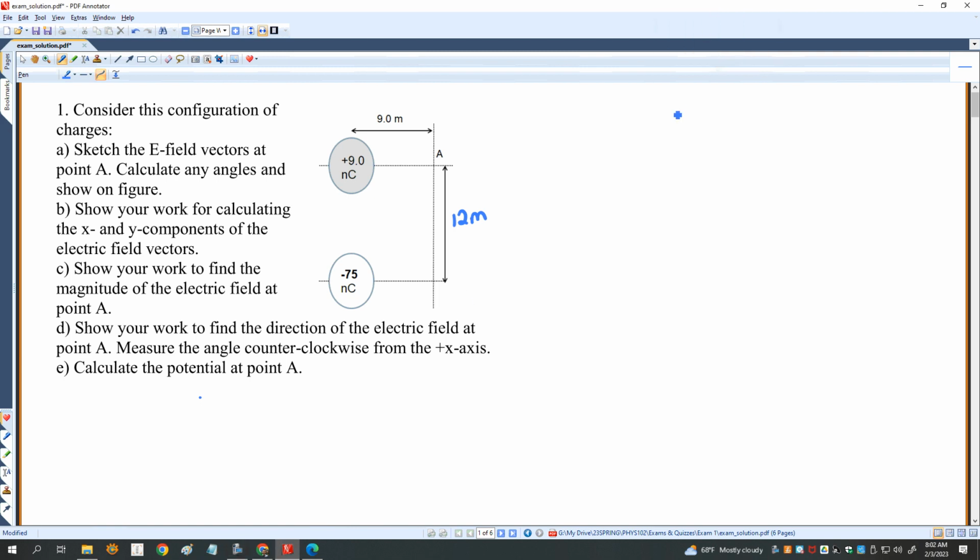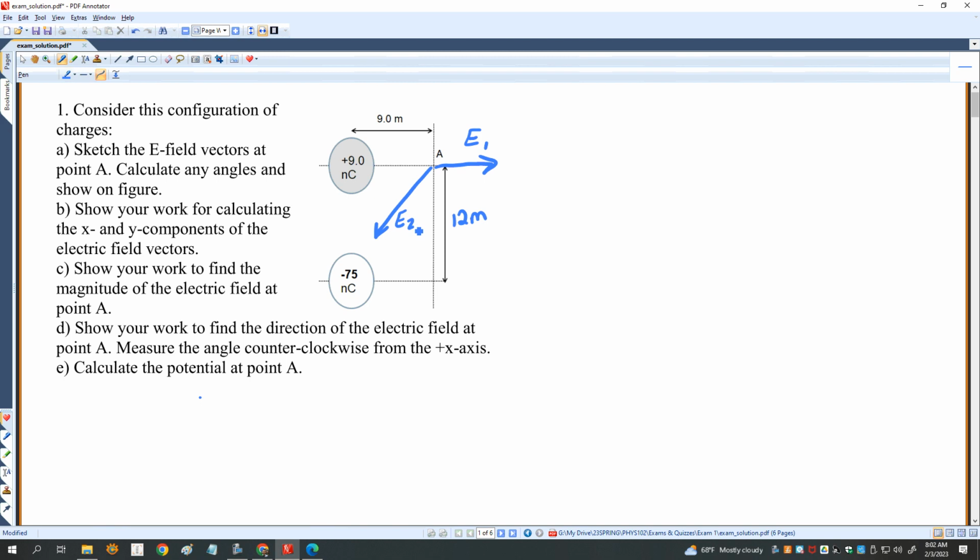It's exam 1 from spring 23. First, configure this configuration of charges, and I want you to sketch the E field vectors at point A. So due to the 9 nanocoulomb charge, there's going to be an electric field vector that's in this direction. I'll call this one E1. And then due to this negative charge, there will be a bigger E field vector, and I'll call that E2.